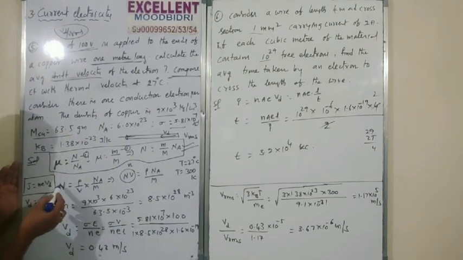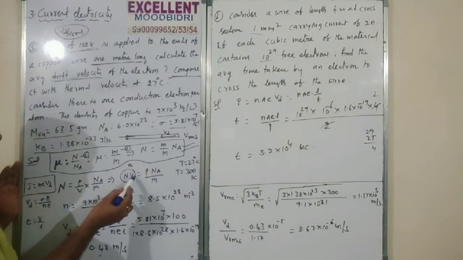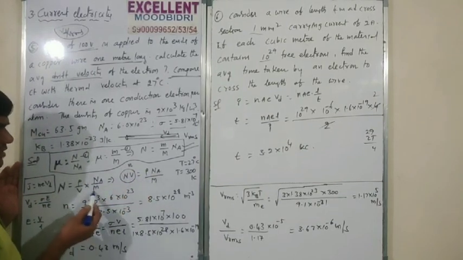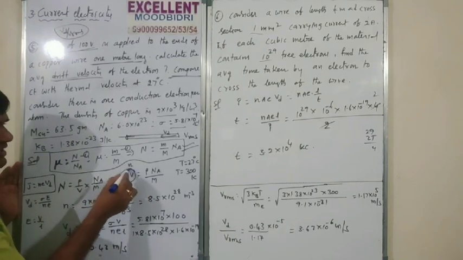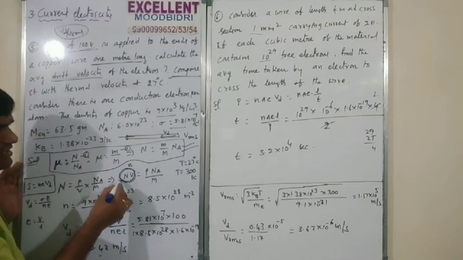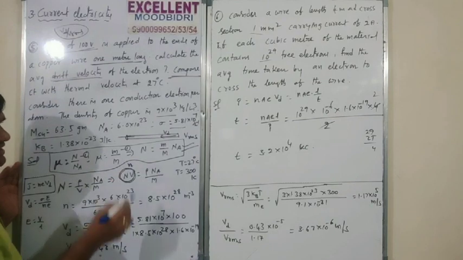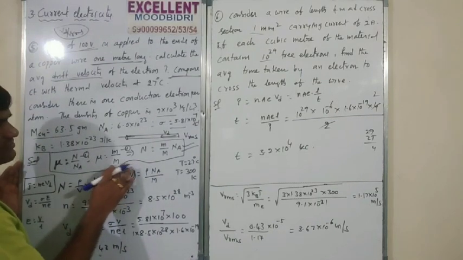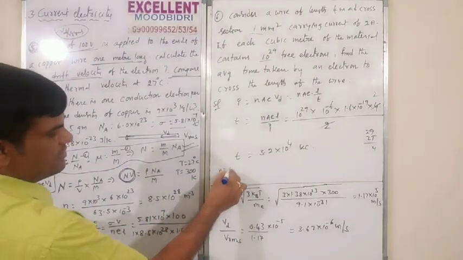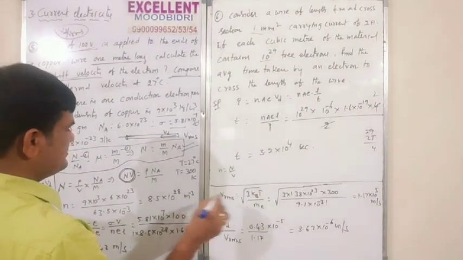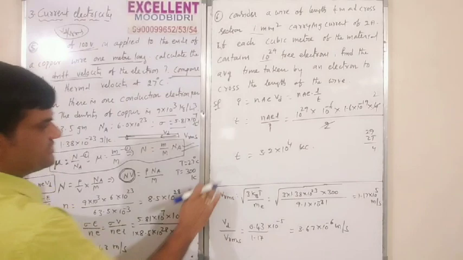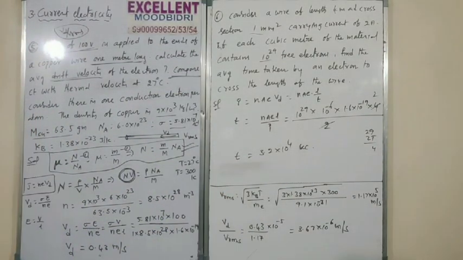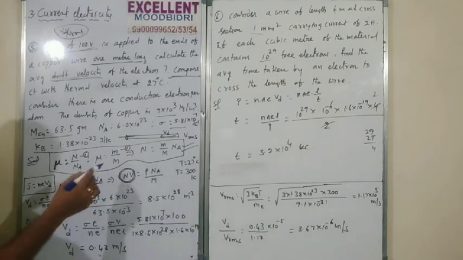Then V you can transfer to that side, so N into V is equal to rho Na by molecular weight. Now you know already, n is equal to the number of electrons per unit volume only, right? So I made a mistake here. Extremely sorry.